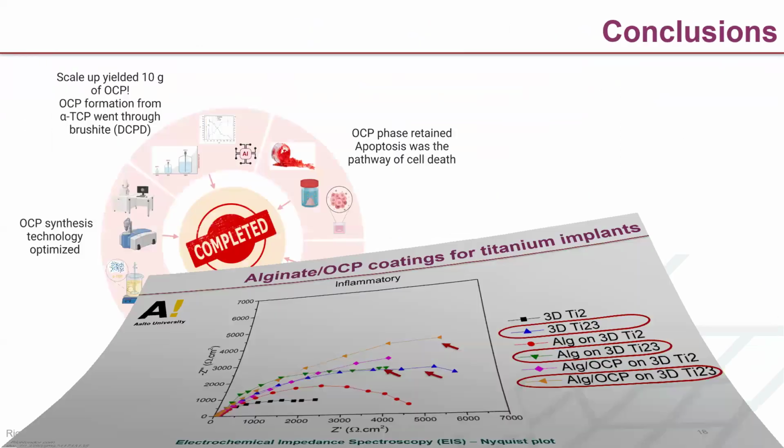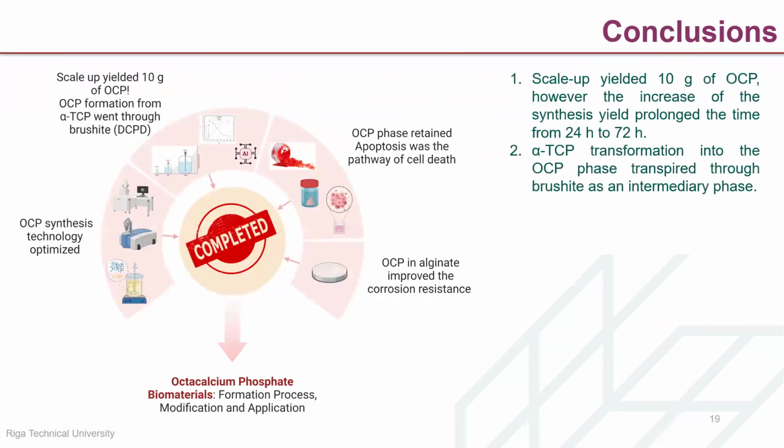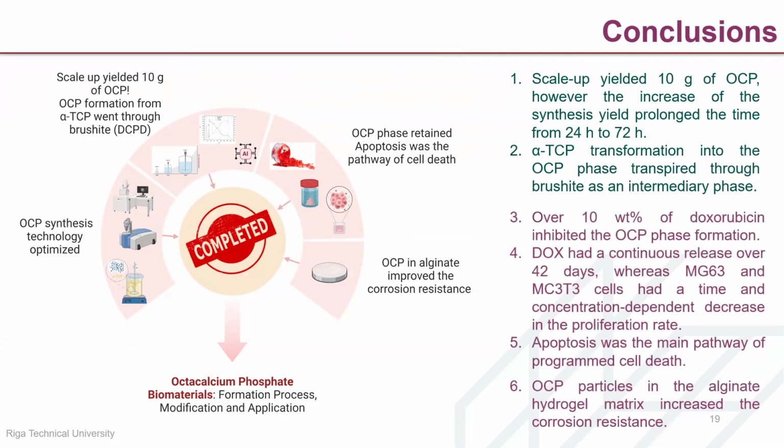With this, we finalized both parts of our research, and we saw that the scale-up yielded 10 grams of OCP, alpha-TCP transformed to OCP through brushite. When the drug was incorporated, over 10 weight% inhibited OCP phase formation. Doxorubicin OCP systems had a continuous release over 42 days, whereas healthy and cancer cell lines had a time and concentration-dependent decrease. When we incorporated OCP in the alginate matrix, it increased the corrosion resistance.